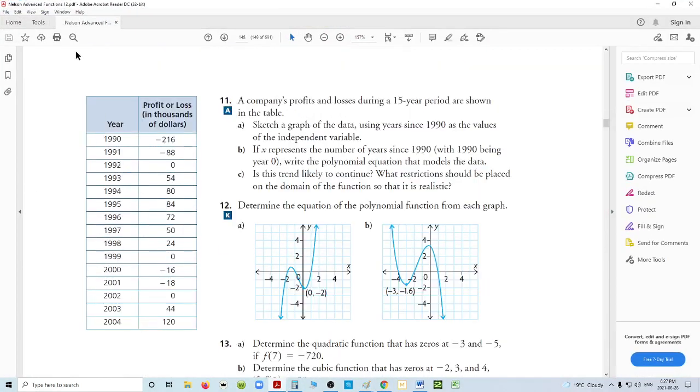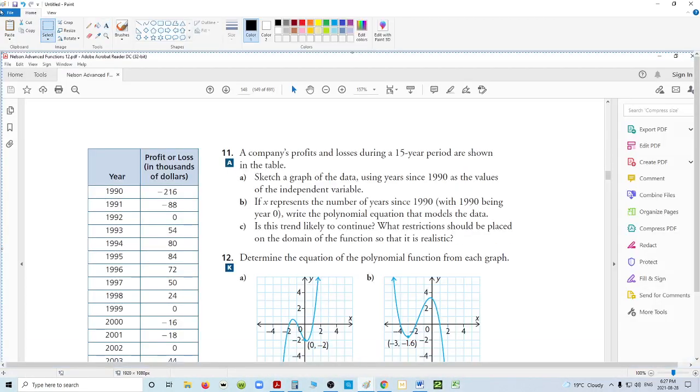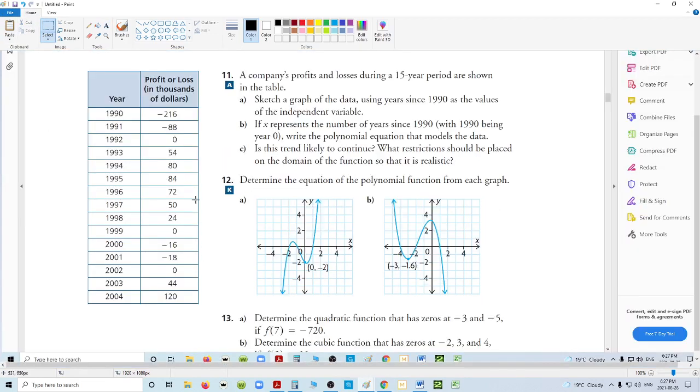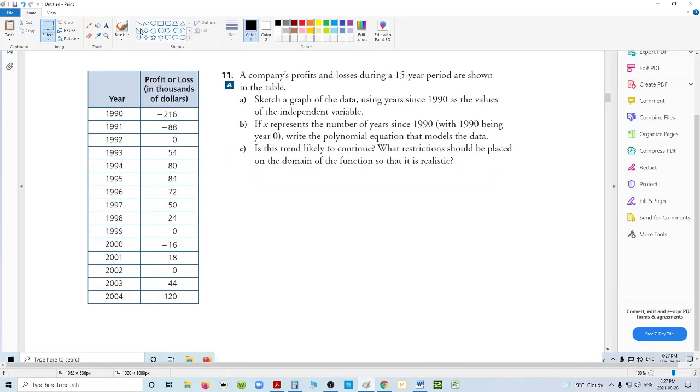Now, here, 11 looks hard, but it's not. The secret is find the zeros, find the y-intercept. Read the questions well, always, twice. So they're asking you to sketch a graph of the data of a 15-year period, and it's of profit in thousands of dollars. And they're counting 1990 as the x-axis, so the years, and 1990 represents year 0. That's important. They ask you to write the polynomial equation.